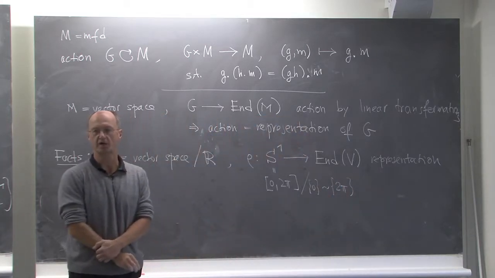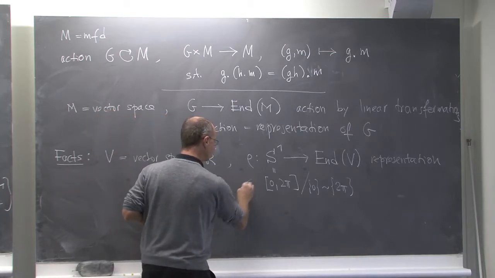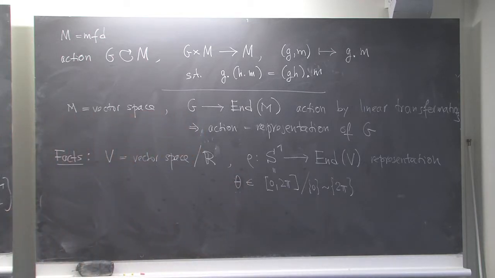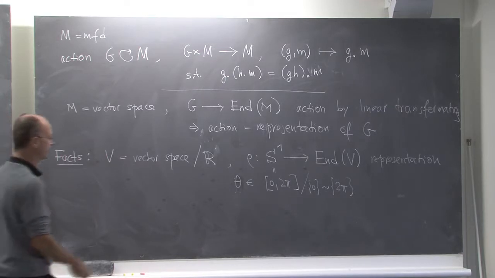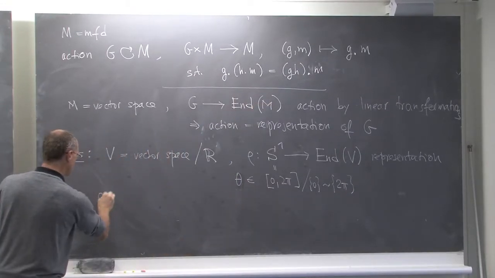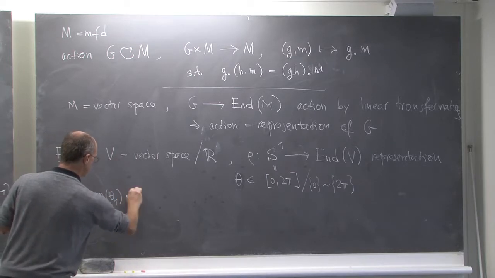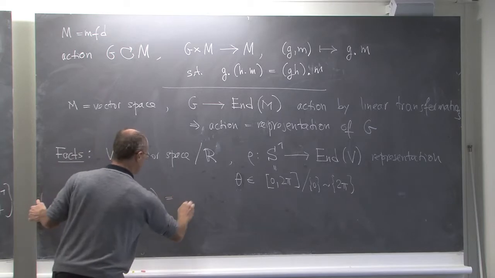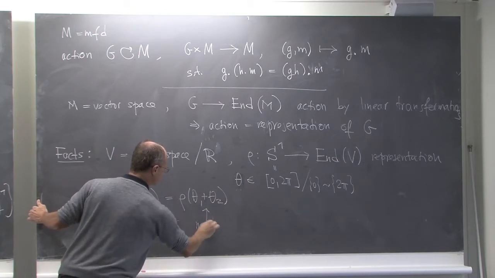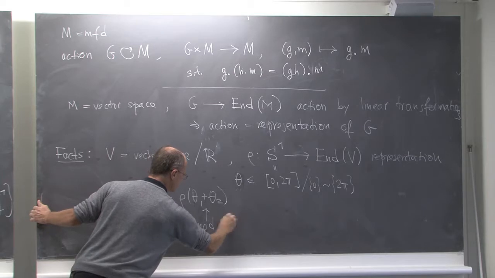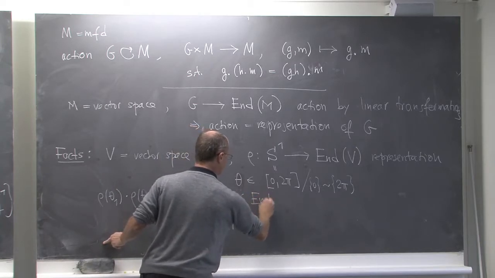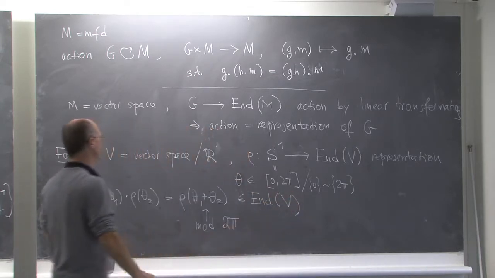The 0 identified with 2 pi, right? That's one possibility. So then here, an element of a circle would be an angle theta, which is a real number modulo 2 pi. And so this representation property tells us that rho of theta 1 composed with rho of theta 2 is equal to rho of theta 1 plus theta 2. And here the sum is taken modulo 2 pi, right? So this is an equality in endomorphisms of V, right?